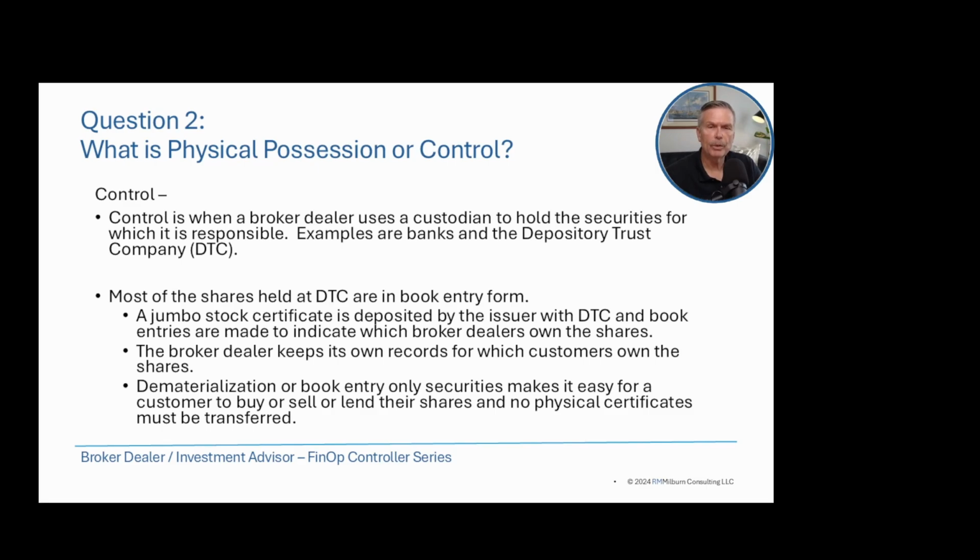Now, with control, the broker-dealer uses a custodian to hold the securities for which it's responsible. An example for that would be a bank or the Depository Trust Company in the United States. Now, with the Depository Trust Company, most of those securities are held in book entry form. And the way that works is that there is a jumbo stock certificate that is deposited by the issuer with DTC. And then from there, DTC makes entries for all the broker-dealers that have customers that own the securities. And then going a little bit further, the broker-dealers themselves have records for all the securities held by their own customers.